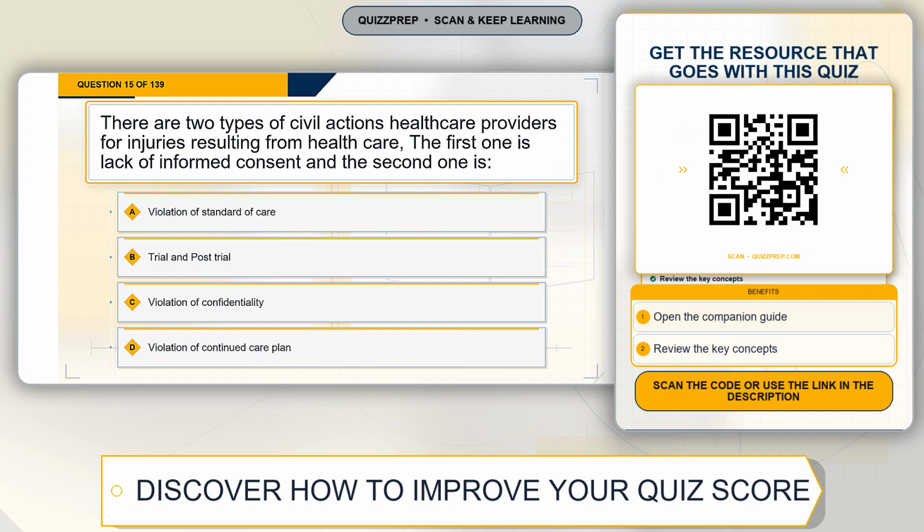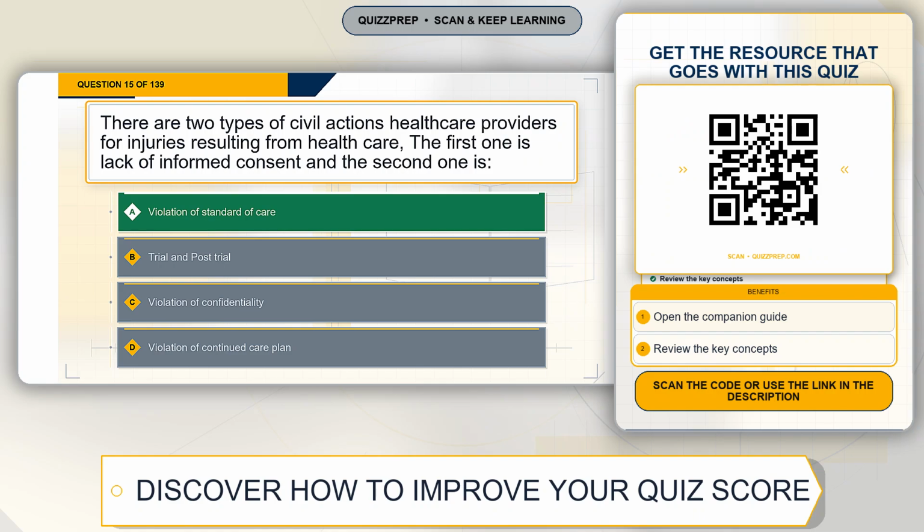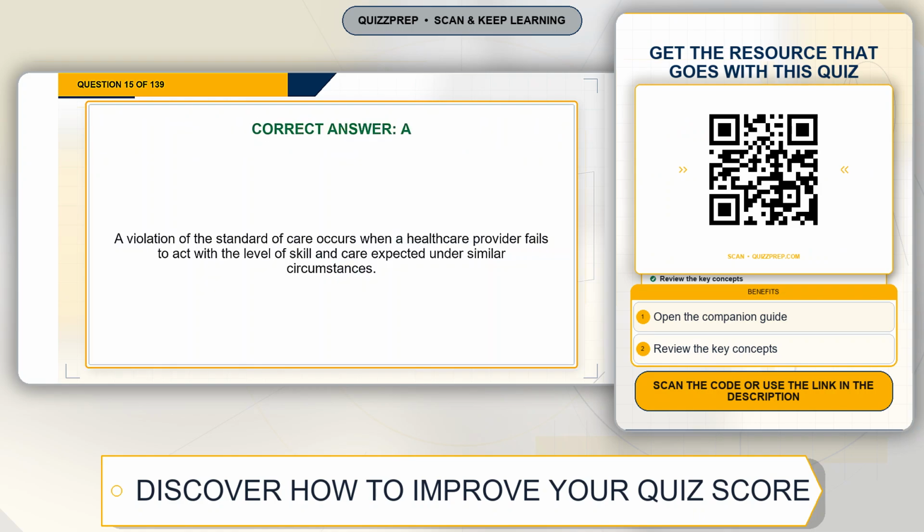Question 15. There are two types of civil actions against healthcare providers for injuries resulting from healthcare. The first one is lack of informed consent and the second one is Option A, violation of standard of care. Option B, trial and post-trial. Option C, violation of confidentiality. Option D, violation of continued care plan. The correct answer is option A, violation of standard of care. Explanation. A violation of the standard of care occurs when a healthcare provider fails to act with the level of skill and care expected under similar circumstances.